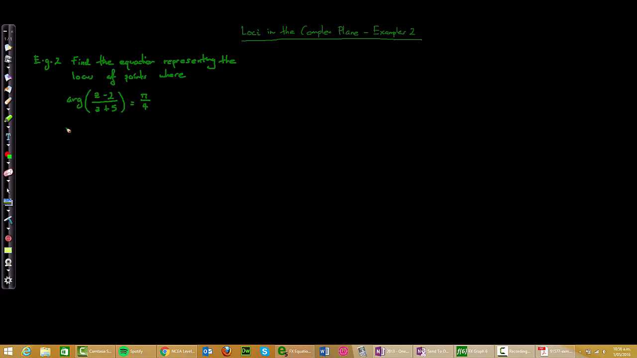Let's have a look at an example of this, because this is actually similar to a question that was found in an old NCA paper, so we need to have a look at this kind of question as well. A couple of things to bear in mind first of all. What is the argument talking about? And this value pi over 4 is actually extremely useful when we're trying to answer this question.